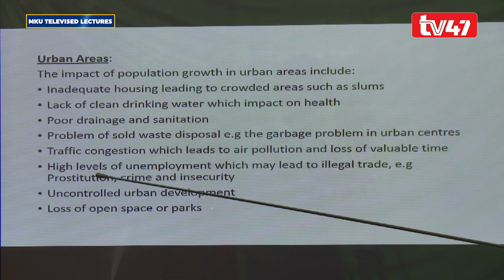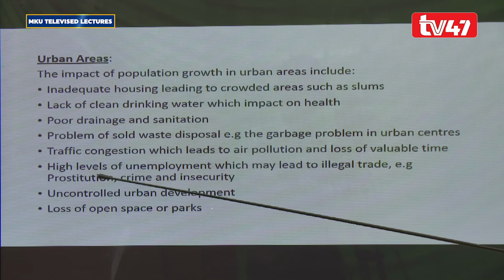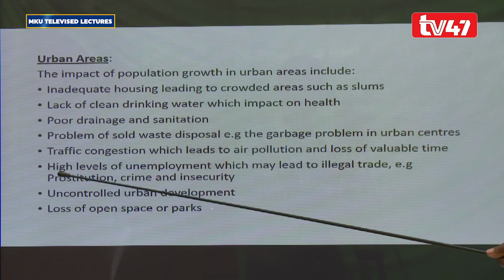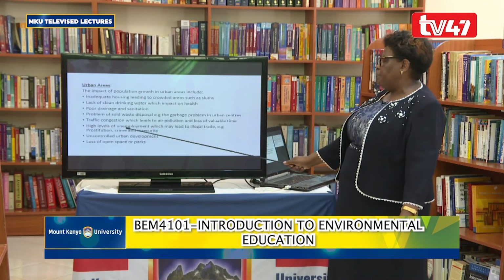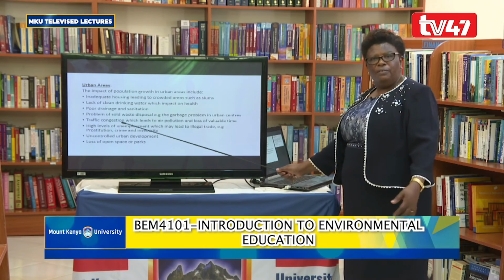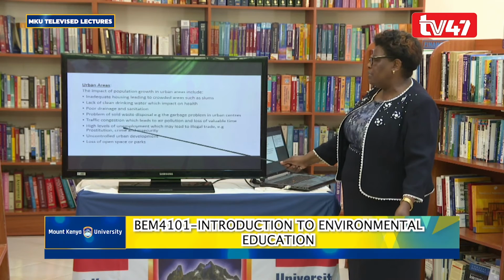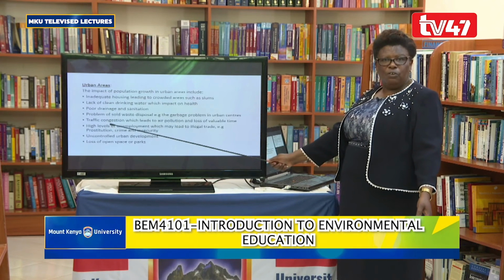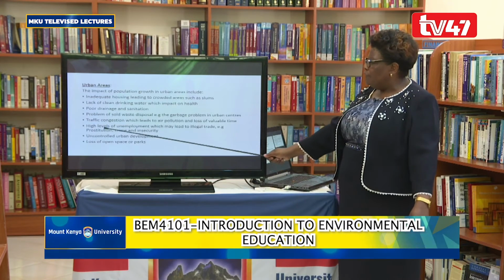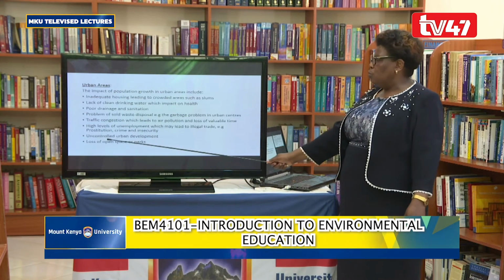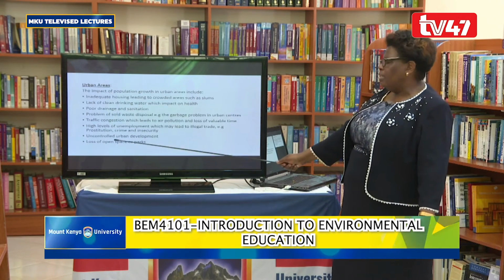High levels of unemployment. Everybody comes to the urban areas expecting to get good jobs. But when they come, they realize that the jobs are not forthcoming. So this will create a high level of unemployment. And those who get employed are employed in industries as casual laborers. They get disappointed because the jobs are not there, and everybody wants a good job, which is not available. This will in turn lead to prostitution and other social evils like crime and insecurity.